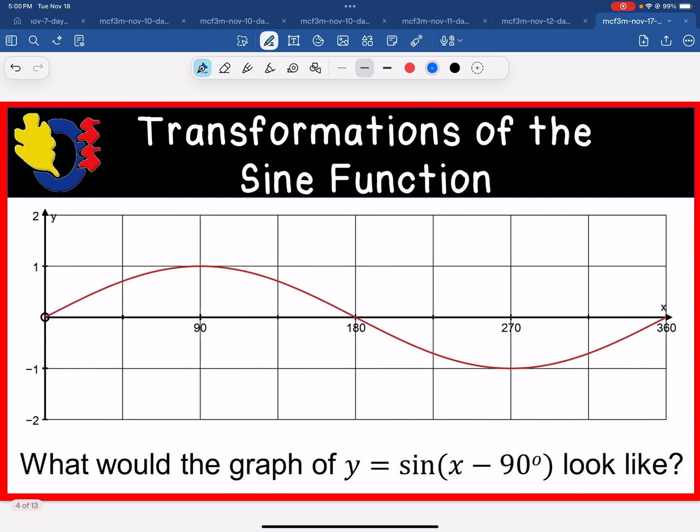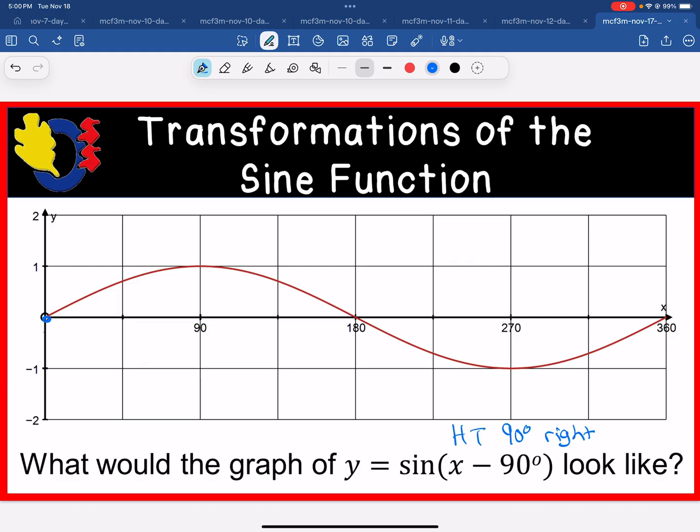All right, let's take a look here. So this time we have a horizontal translation, 90 degrees right. So that means each point has to move 90 degrees to the right. So my whole sine curve is going to shift to the right.